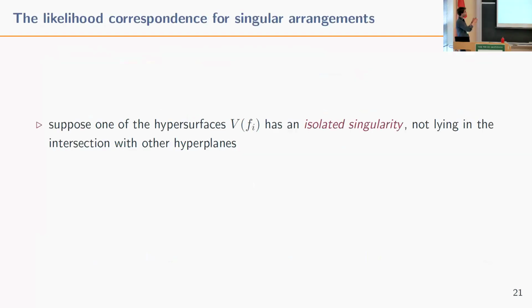Okay, so now suppose one of the hypersurfaces now has an isolated singularity. And I would also like, for simplicity, to assume that it does not lie on the intersection with the other hypersurfaces. Sorry, there's a typo here. So every good talk needs a typo. So this means other hypersurfaces.